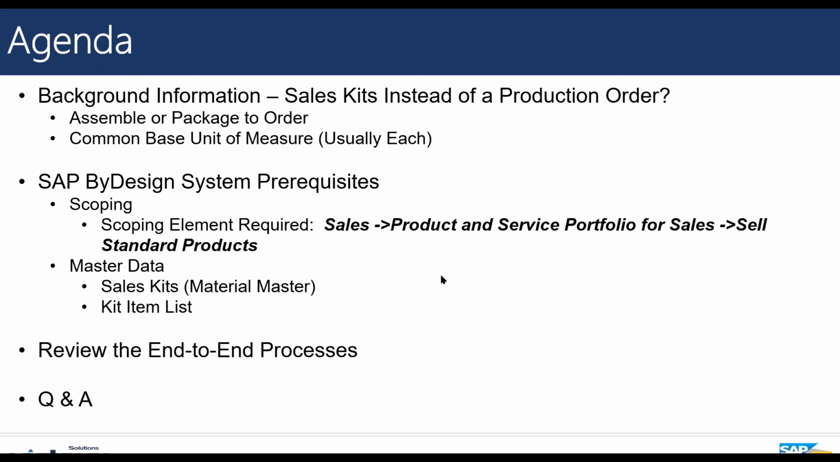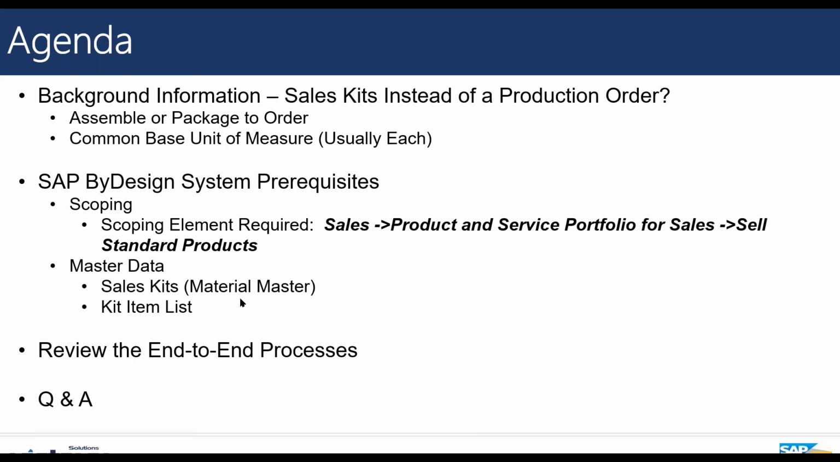Again, scoping's a piece of cake because you just need to sell standard products. That's no big deal at all. Master data, sales kits go into your material master. There's a big limitation: you can't build these ahead of time and put them into inventory. That's one of the big limitations with a kit. There's no kit in inventory. It's only the parts that make up the kit that are in inventory. And the kit item list is the bill of material for the kit, really what that is.